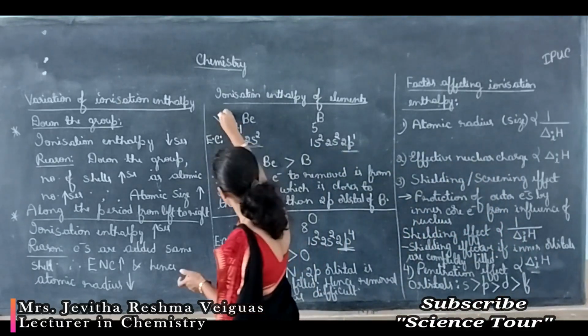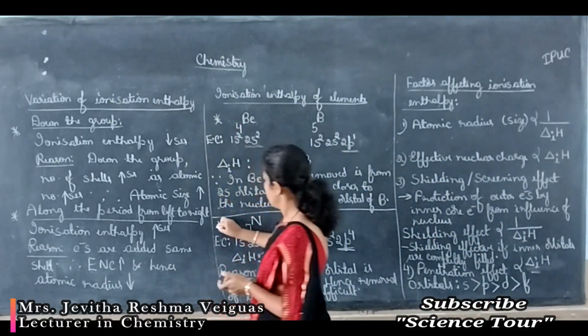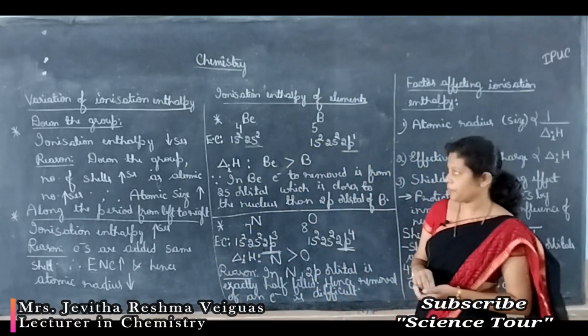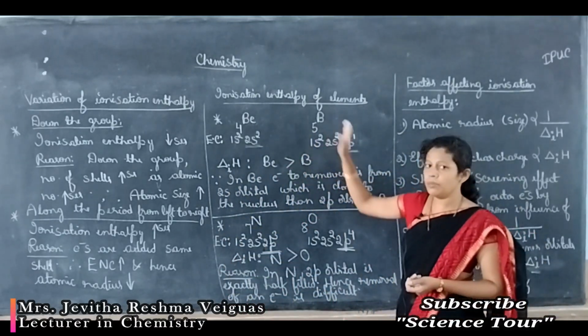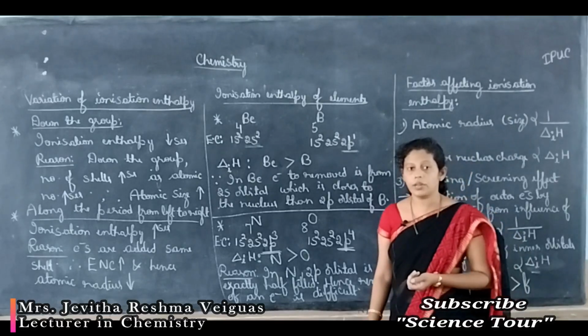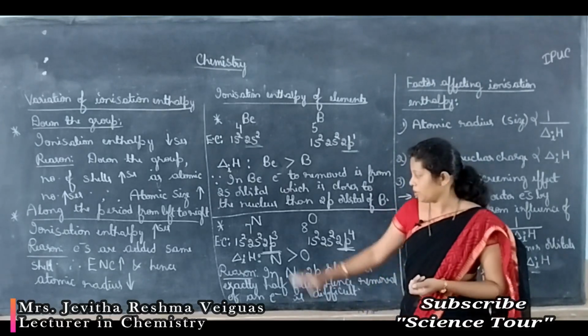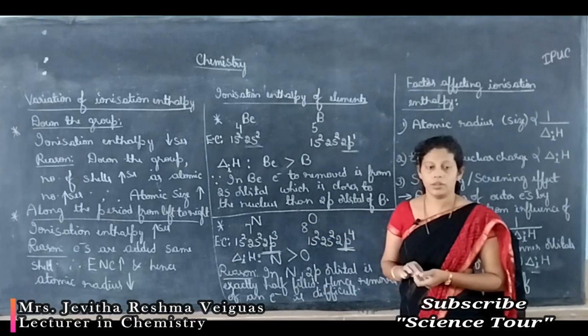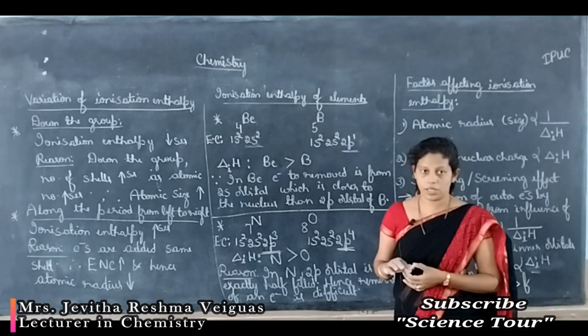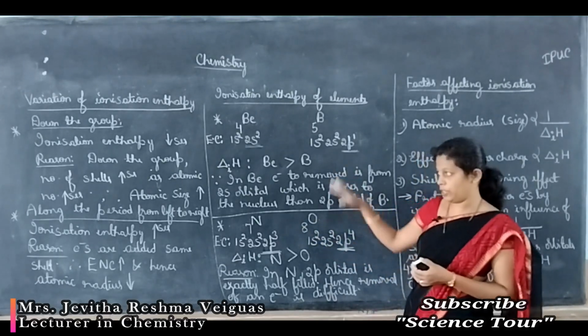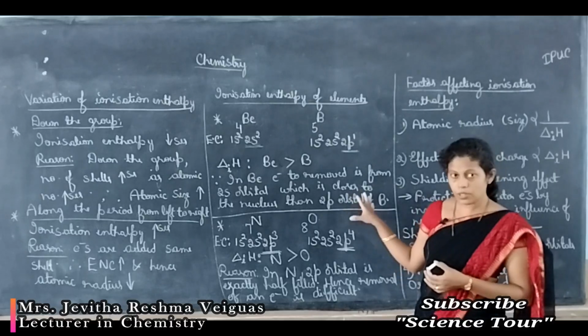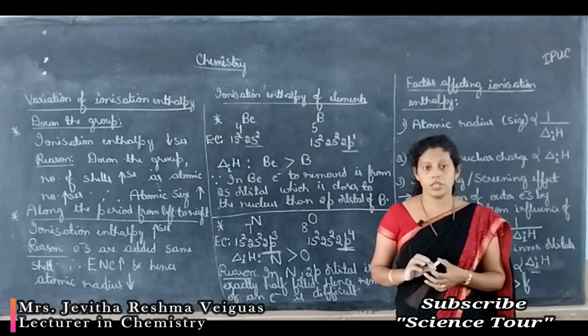See, these two questions are important. Give reason type questions will be asked. Among beryllium and boron, which has greater ionization enthalpy, give reason. Among nitrogen and oxygen, which has low ionization enthalpy, give reason. This type of questions will appear. So this is all about ionization enthalpy.